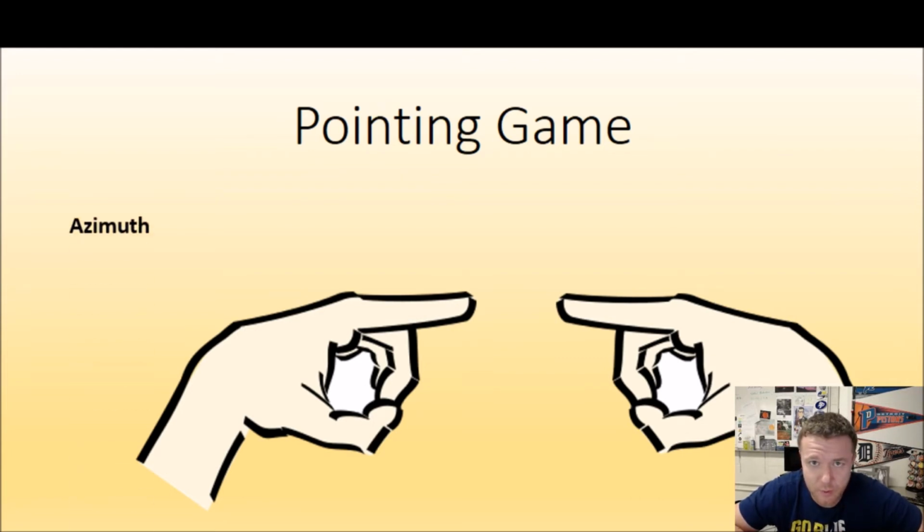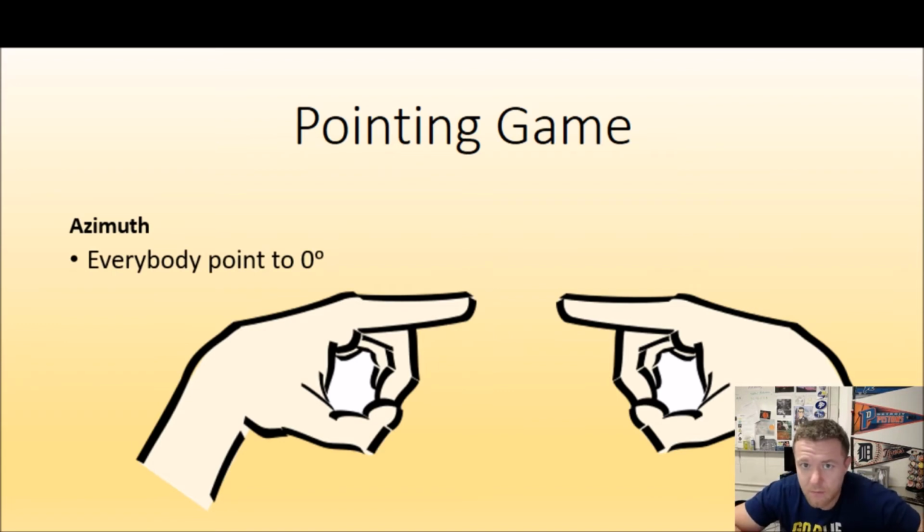And I'd want you to point to different places. I'm actually going to do that for you and show you what it would look like. All right. So if I pointed to 0, remember we said that north was that way. If I want to point my azimuth, which is which direction am I facing, I'm going to point at 0. North is, there you go, directly that way.